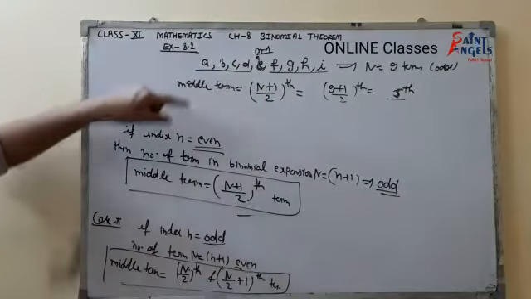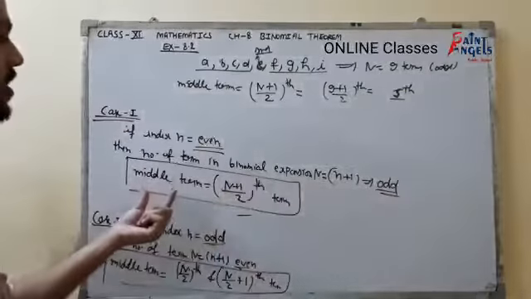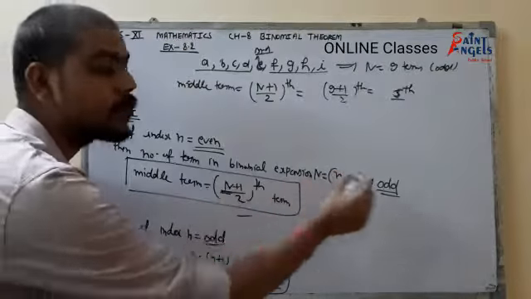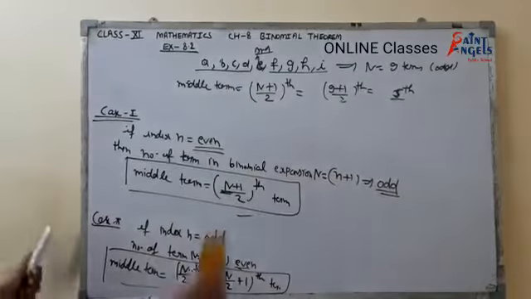So that is how we come to this formula. When we have an odd number of terms, then the middle term would be equal to (N plus 1) upon 2 term, where capital N is the number of terms in the expansion. Okay. Now come to the even formula.